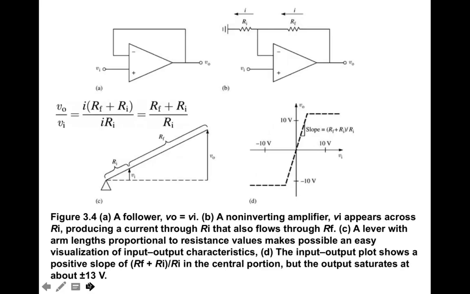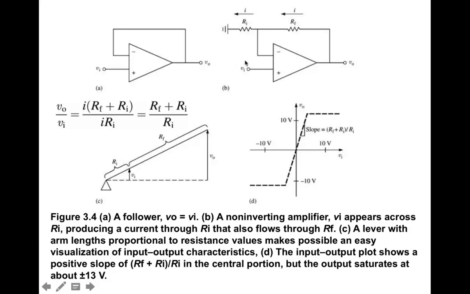So here's an example of a follower circuit shown here in figure A. The input is actually applied to the non-inverting part of the amplifier, and then you can see the output is just taken at the output. There is a short between the output and the inverting input, and so basically what you get there is just a follower circuit that reproduces the voltage output equal to the voltage input.